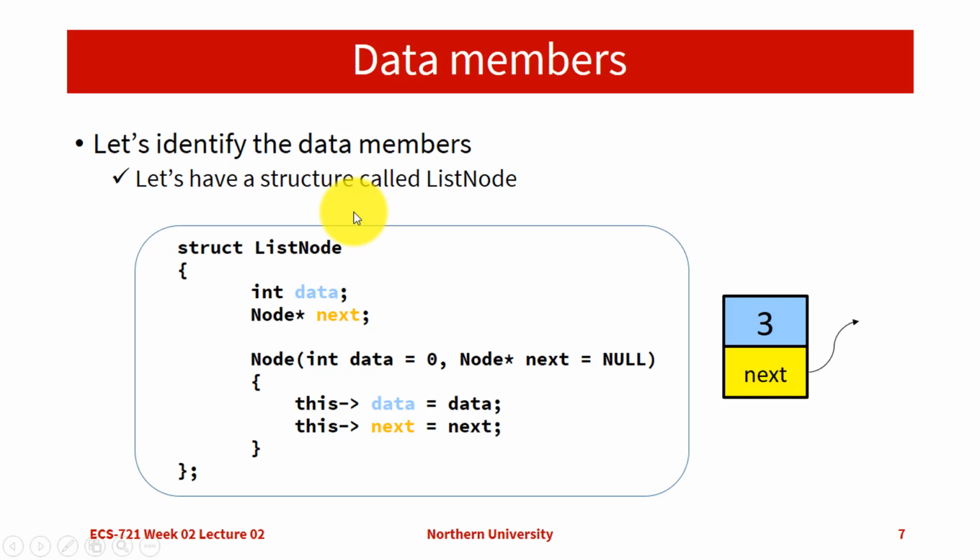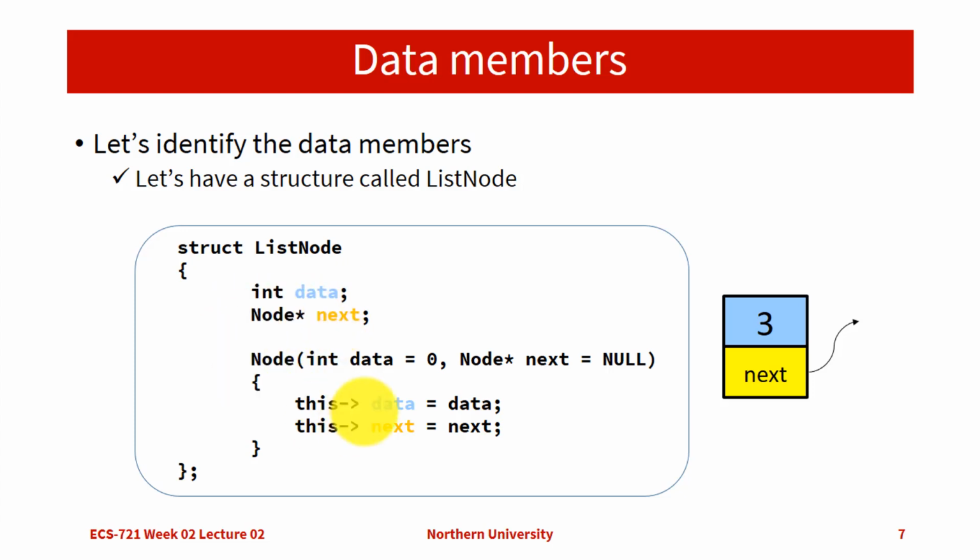So let's identify the data members for our linked list class. The first data member, which is very important, is to represent a node using a structure. So we are going to create a structure called ListNode because it's going to represent the node in the list. It's going to have two data members, the data of type integer and a pointer which I called next. It is of type node because it's going to store the address of such a node.